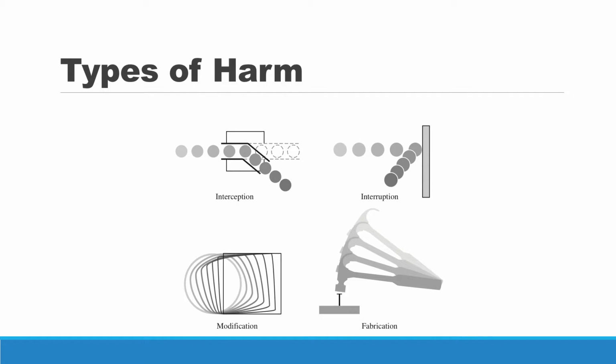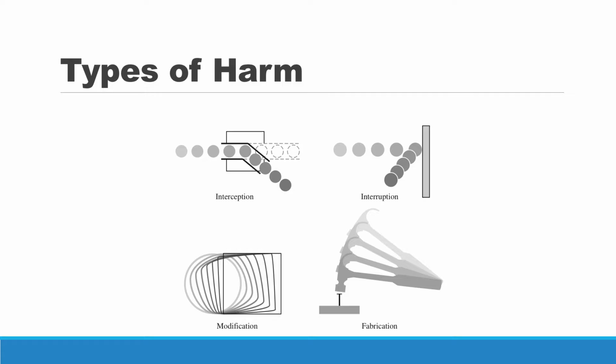Now that we know a lot about threats and the people and things that cause them, let's talk about what happens when these threats actually turn into a reality. The damage that results to our assets is what we call harm. Harm can be characterized by 4 acts: interception, interruption, modification, and fabrication.